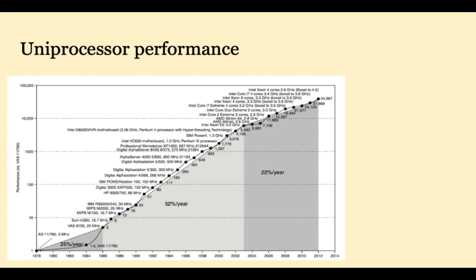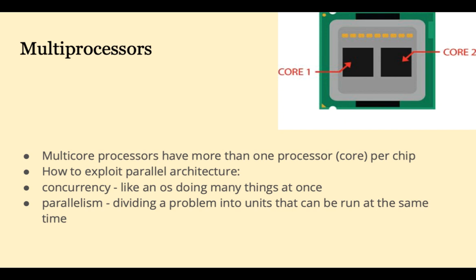Because of the power wall, CPU designers changed from designing uniprocessors to putting more than one processor or core on a chip. A multi-core processor, also called a multiprocessor, has more than one core per chip. All modern computers have multi-core processors.